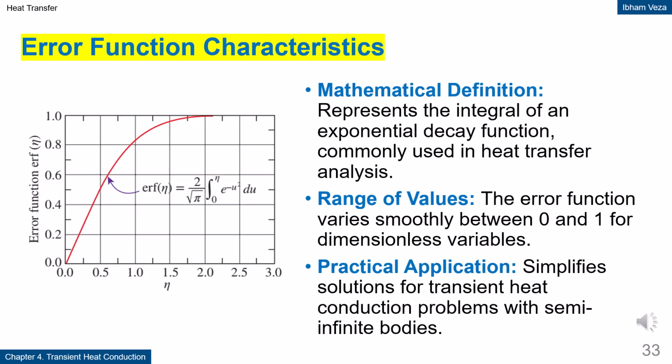Error function characteristics. The error function naturally appears in transient conduction solutions for semi-infinite bodies. Mathematically, it originates from the integral of a decaying exponential function. Its value varies smoothly from 0 to 1 over the range of the dimensionless variable. In the context of heat transfer, this function describes how far the surface temperature influence has penetrated into the material. Therefore, the error function is very important in modeling transient heating and cooling.